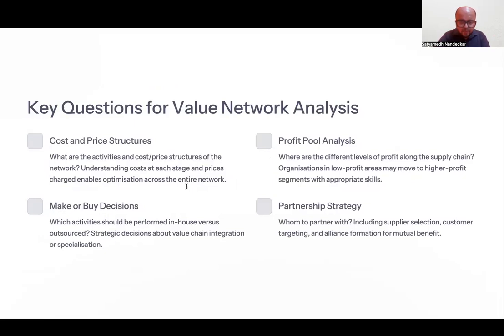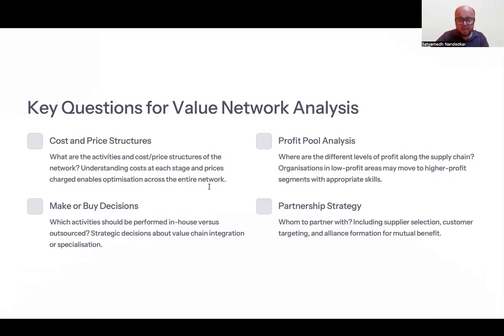Now, when you're doing a value chain analysis, what are some of the key questions that you should ask? You should be looking at cost and price structures. What are the activities and cost price structures of the network? And can you make an effort to reduce overall cost of delivering the final product to the customer? Schemes like supply chain finance and all of that, all of those can come to your rescue. If somebody who is a larger player and a part of the supply chain can help to secure funding for someone who is a smaller player, thereby giving them the right platform and the right funding so that they can also scale their business, and the entire supply chain will benefit in the process.